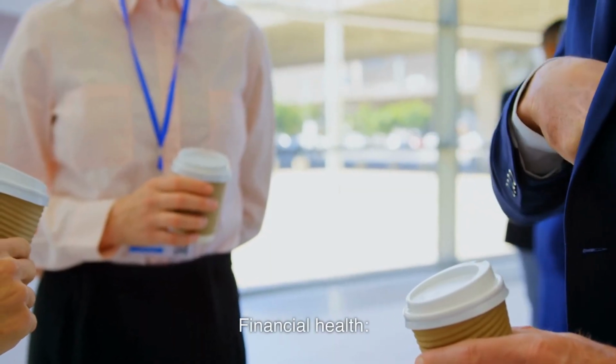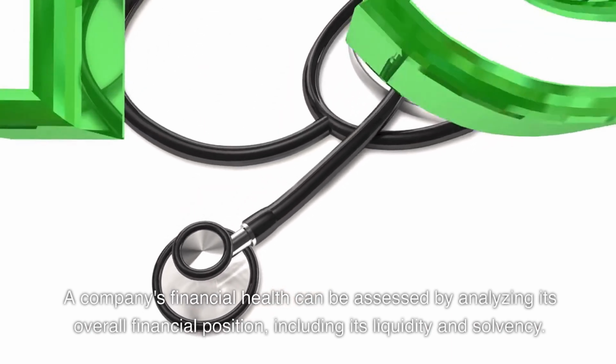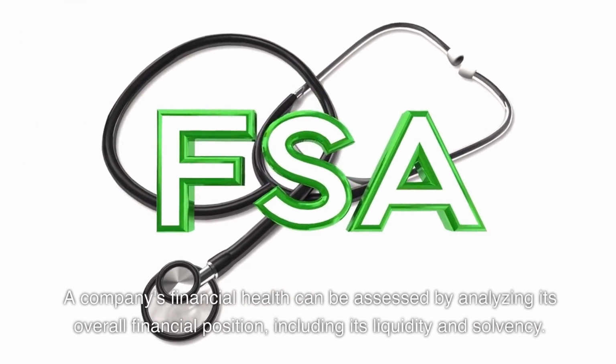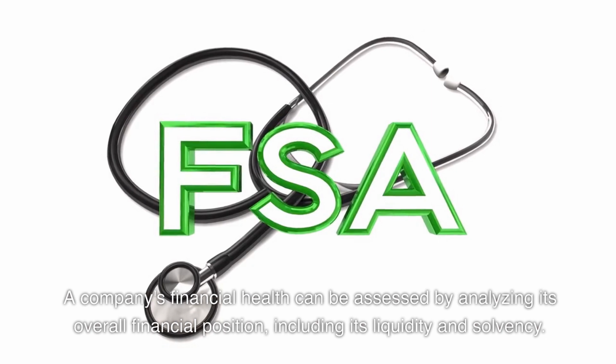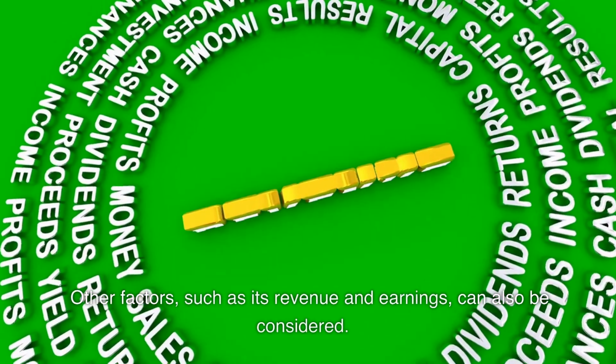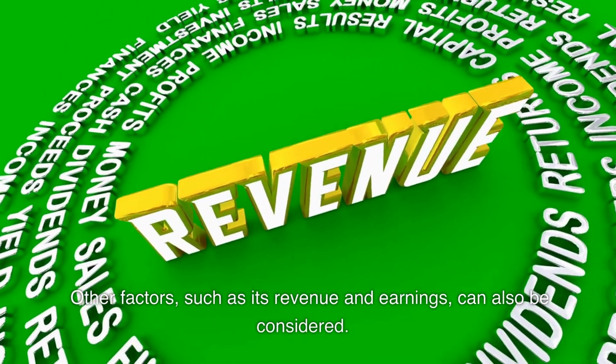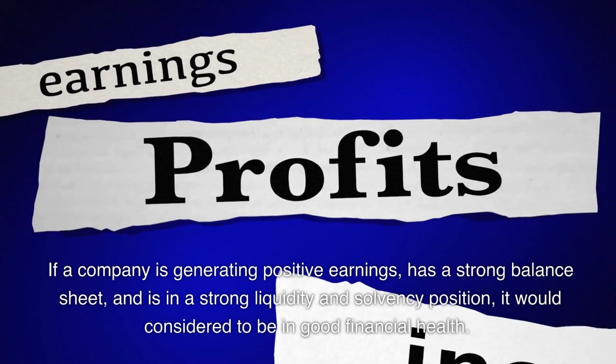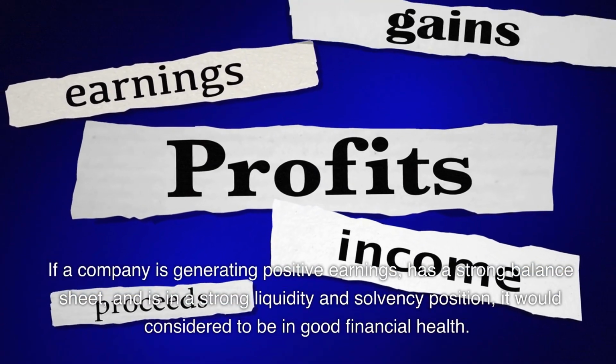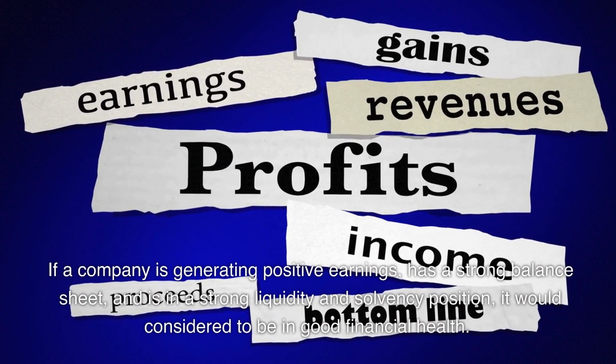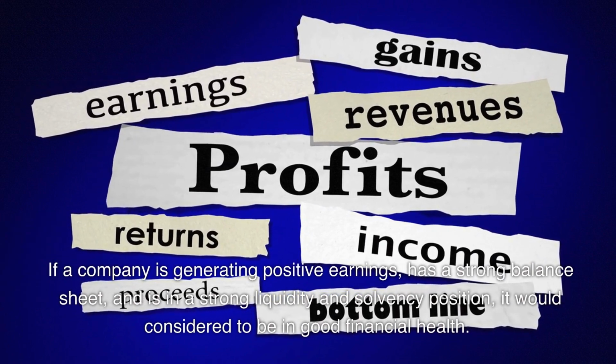3. Financial health. A company's financial health can be assessed by analyzing its overall financial position, including its liquidity and solvency. Other factors, such as its revenue and earnings, can also be considered. If a company is generating positive earnings, has a strong balance sheet, and is in a strong liquidity and solvency position, it would be considered to be in good financial health.